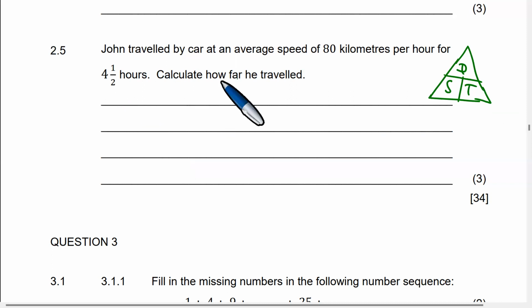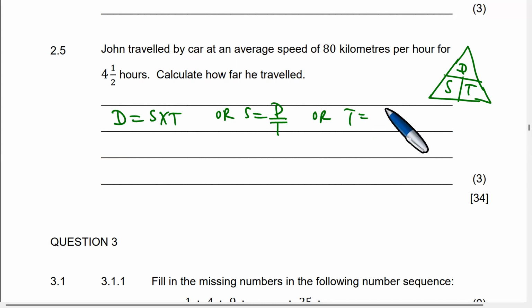So what do we want? How far? We want the distance. So the distance is equal to what? It's equal to speed times time. Or you can do speed, but it's not what they want here. If you read off the formula for speed, the speed is distance over time. Or you can do time. Time is distance over speed. Now, we want only this one, so these things are out.